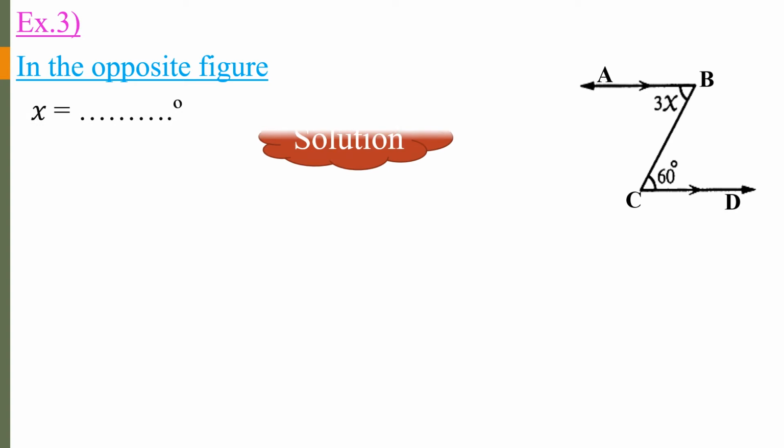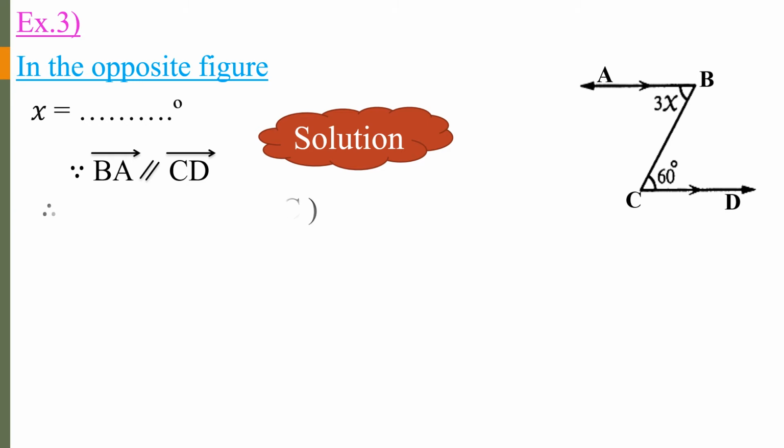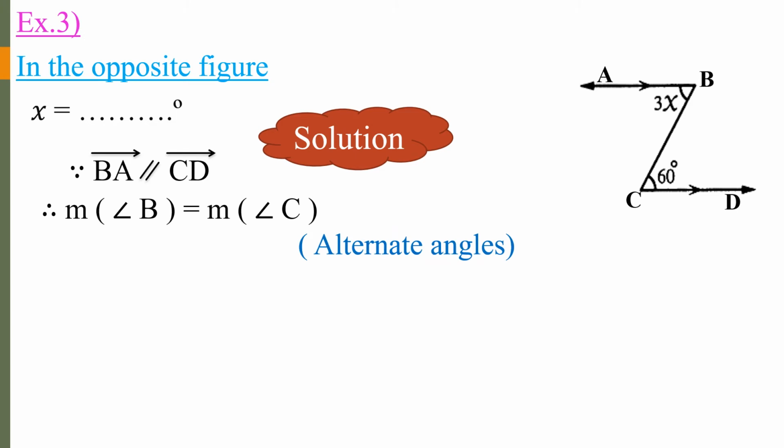Exercise number 3. In the opposite figure, find the value of x. Solution. Since BA is parallel to CD and BC is a transversal, then measure of angle B equals measure of angle C as alternate angles. Then we can replace measure of angle B by 3x and measure of angle C by 60 degrees and solve it as an equation. So x equals 60 degrees divided by 3, then the value of x equals 20 degrees.